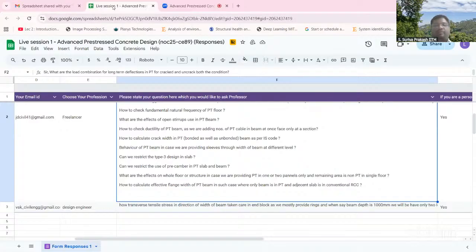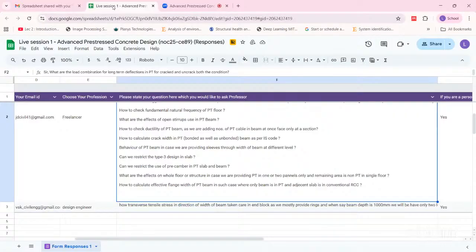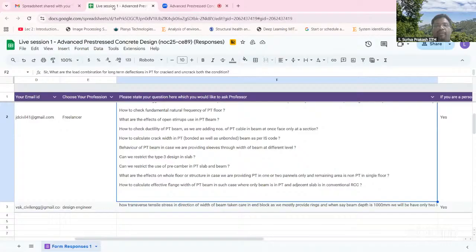How to calculate the effective flange width of a beam in such a case where only the beam is in PT and the adjacent slab is conventional RCC? Okay, that's a good question. So see, finally, what will happen? You are saying that first the PT beam is a precast beam, and then you go ahead and put the RC. Is that what you say?